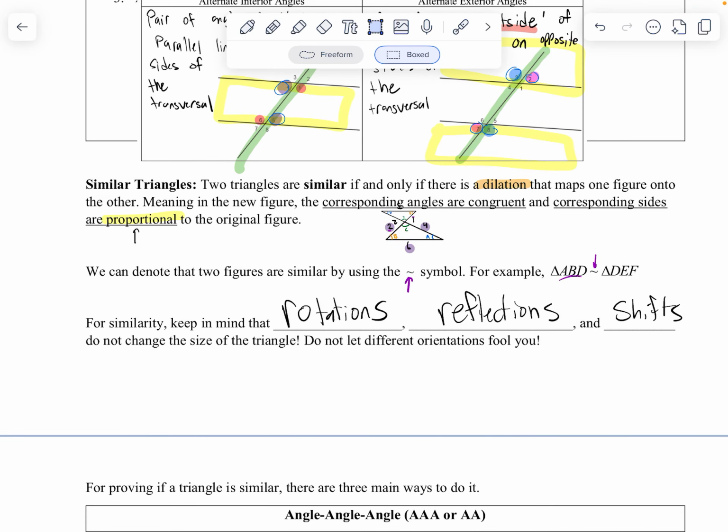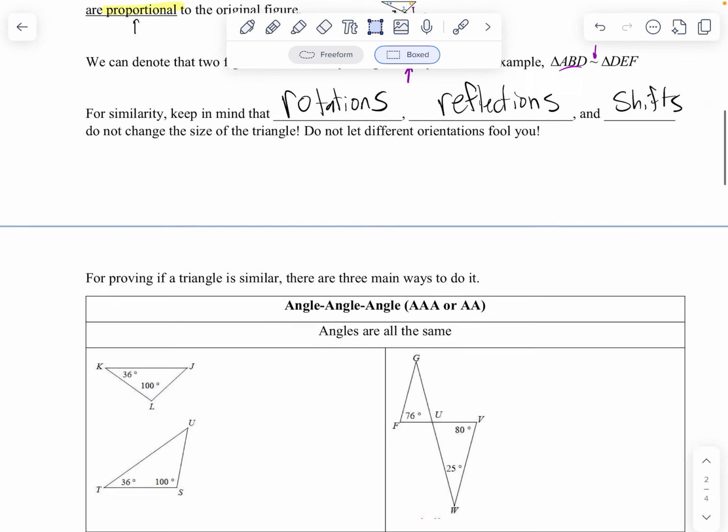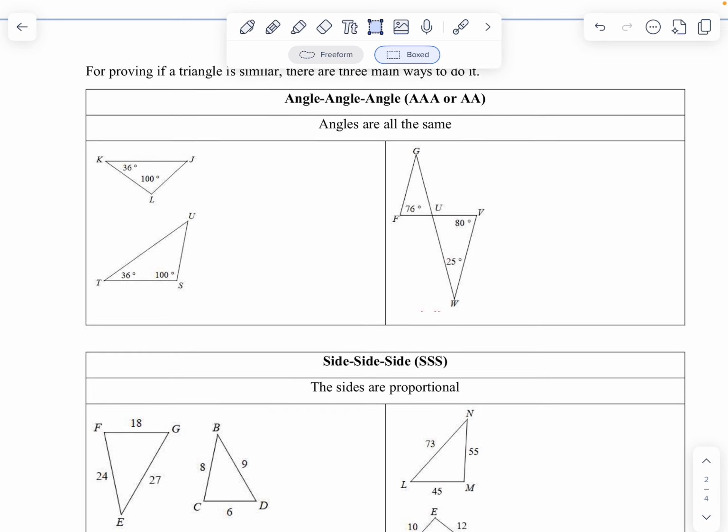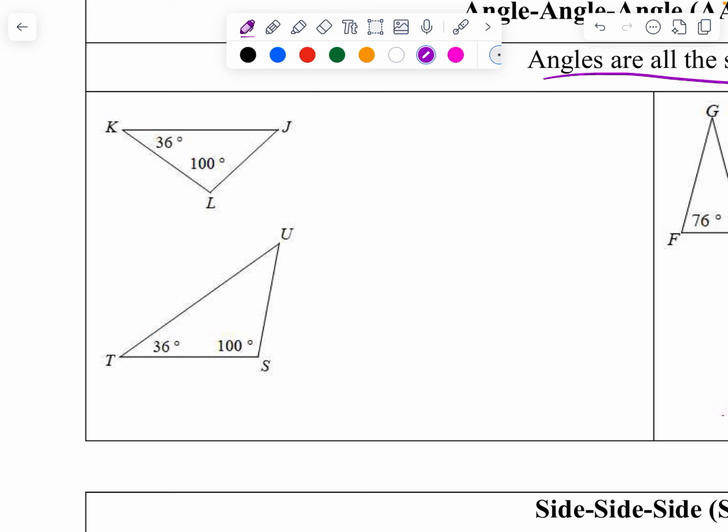It'll change how you see it and kind of look at it, but it's not going to change the similarity itself. All right, so to prove similarity, we're going to focus on 3 main ways to do it. The angle is the first. Sometimes you can just get away with angle and not that third, and essentially it says that all angles are the same. You are guaranteed similar triangles if all angles are equal.